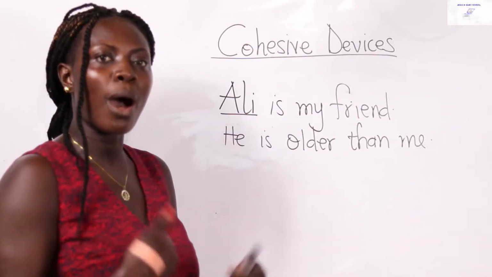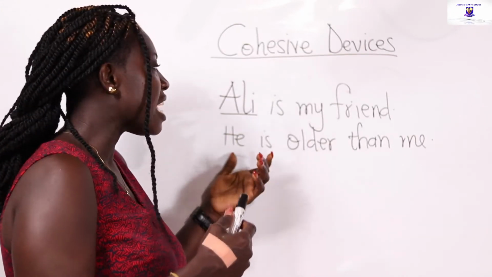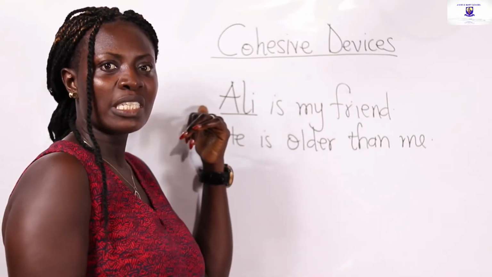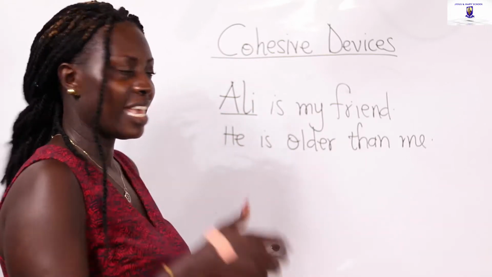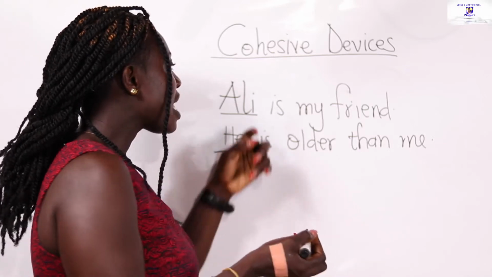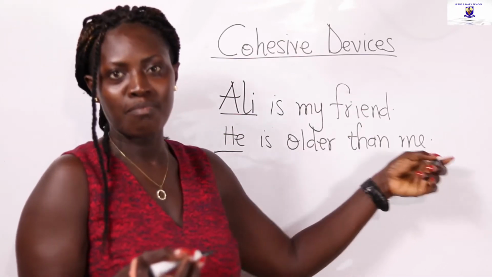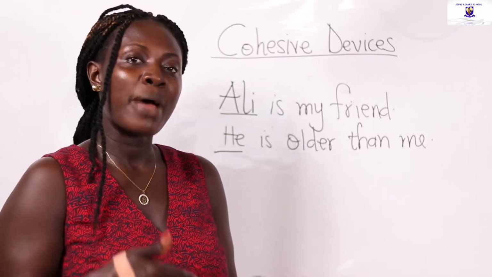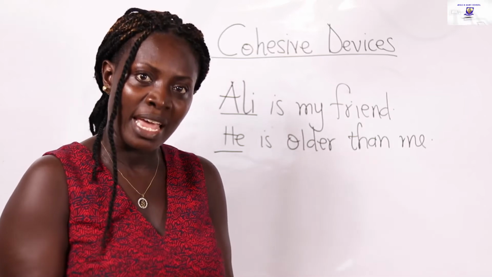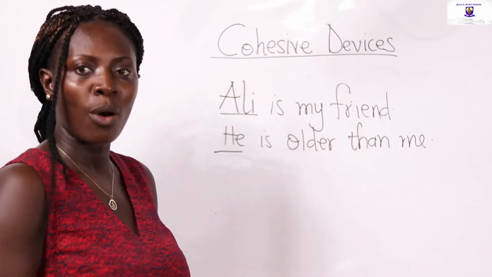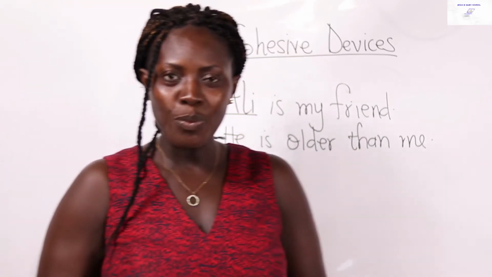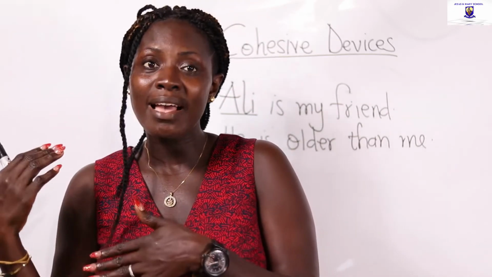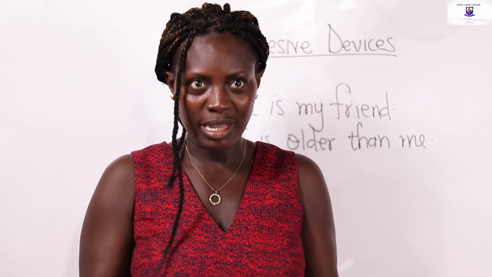So we are talking about Ali. But instead of saying Ali again, we will use the pronoun in place of this noun, which is Ali, by saying he. So it is now, he is older than me. Instead of repeating Ali's name again, we can use the pronoun he. I hope you are getting what we are doing here. So pronouns are used to refer back to someone or something.